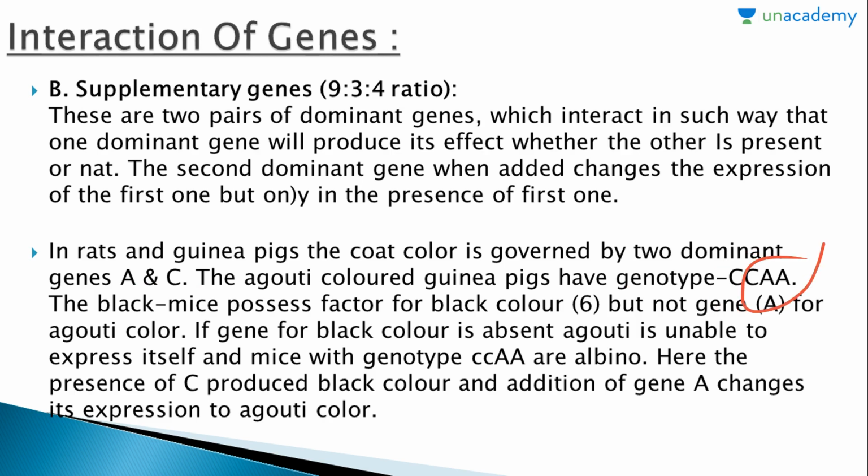The black mice possess the factor for black color, that is C, but not the gene for agouti color. But if the gene for black color is absent, agouti is unable to express itself, and mice with genotype small c, capital A are albino. Here the presence of capital C produces black color, and addition of the gene capital A changes its expression to agouti color. So this is an interesting type of gene interaction.